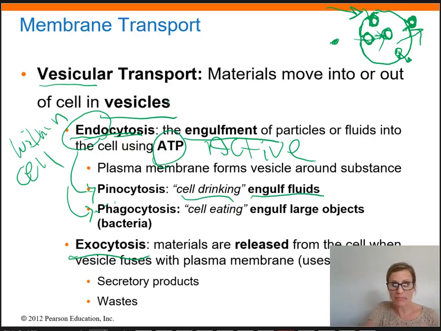The way I remember that is Pinot. Pinot is like a liquid, right? A wine, like Pinot Noir, Pinot Grigio. Those are wines, liquids. So pinocytosis is bringing liquids into the cell in a vesicle.